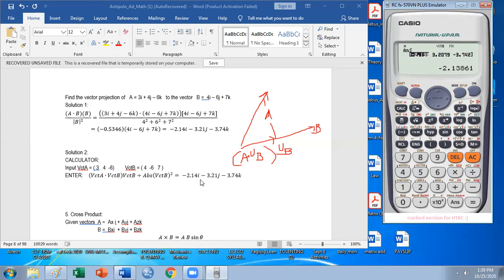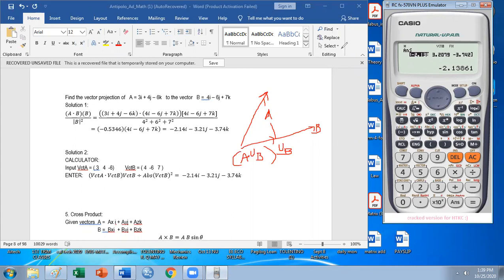So you see that I got this vector projection. When we say vector projection, that is a vector, meaning it has direction and magnitude.